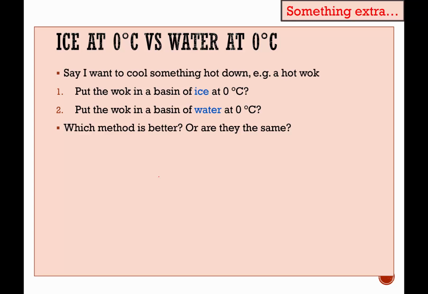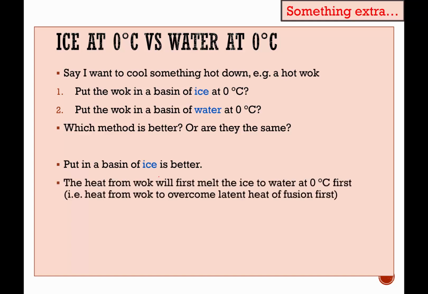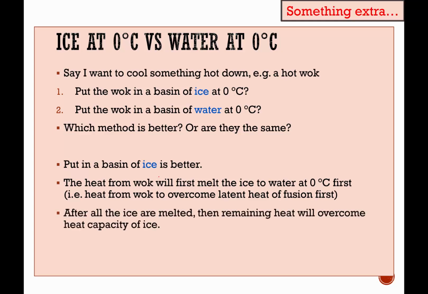In fact, there's a difference, and putting the wok in the basin of ice is actually better. Why is that the case? Because think about it. In order to melt the ice, I first and foremost need to provide some heat from the wok to first melt the ice to water at 0 degrees Celsius. And after melting the ice already, the wok will have already cooled down by quite a fair bit. At the same time, now the water is still at 0 degrees Celsius. It can further cool the wok down further.